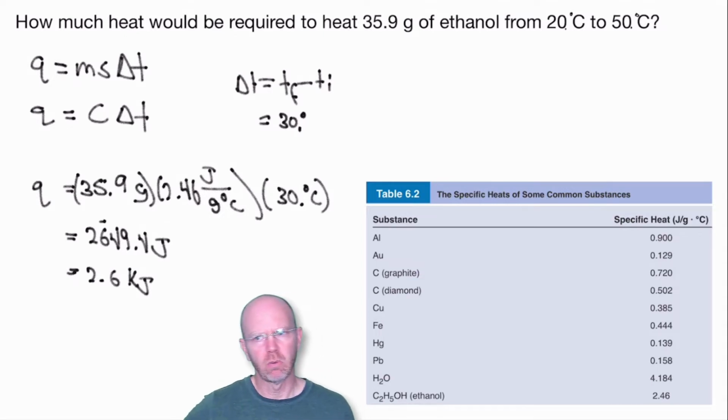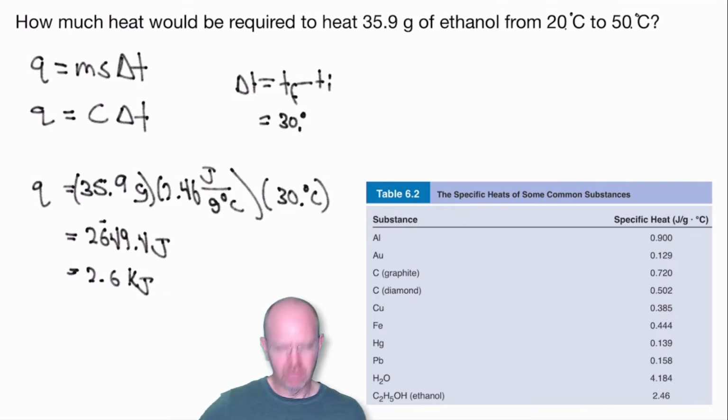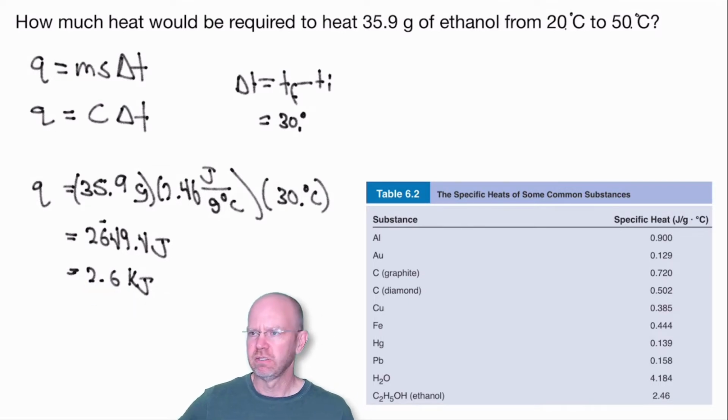Very often we report large energy numbers in kilojoules rather than joules. So let's divide that number by 1,000 to get to kilojoules and correct for the significant figures. So it would be 2.6 kilojoules would be the amount of heat required to raise the temperature by 30 degrees of 35.9 grams of ethanol. That's just an example of how to use these equations.